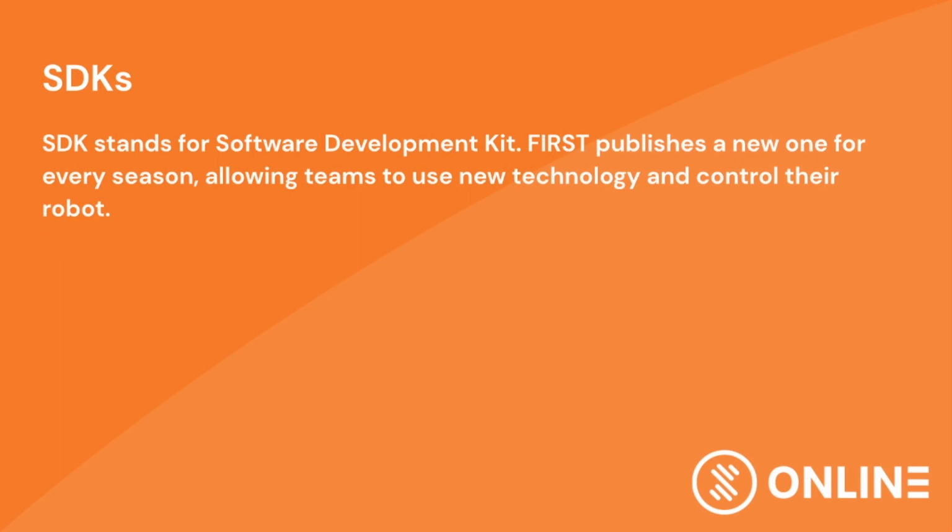Next, we're going to talk about SDKs, which stands for software development kit. FIRST publishes a new one for every season, allowing teams to use new technology and control the robot. Right now, the current SDK is called Skystone. I'm pretty sure we're in version 5.4, something like that. It allows us to use the new vision sampling, the new encoder stuff, new sounds, and being on the latest SDK version also helps you for the tournaments because they want you to be using one of the newer versions that come out per season.